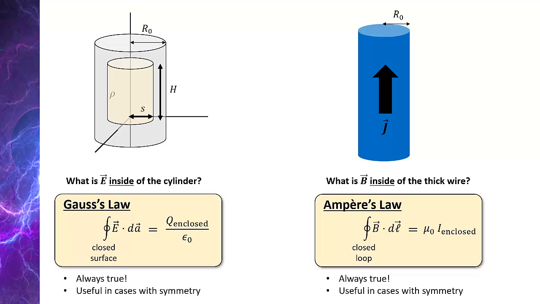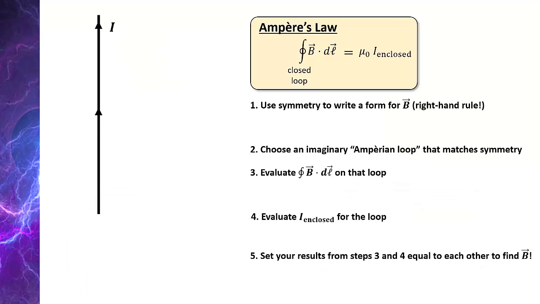Just like Gauss's law, Ampere's law is always true, and it's only useful in cases that have high degrees of symmetry. Let's just look at one simple example to apply Ampere's law to get started. So let's consider just a long straight wire, an infinitely long wire, and we want to know what is the magnetic field around this wire. Now, we already know the magnetic field around this wire. We've computed it using Biot-Savart's law, but let's try and use Ampere's law to see how it works.